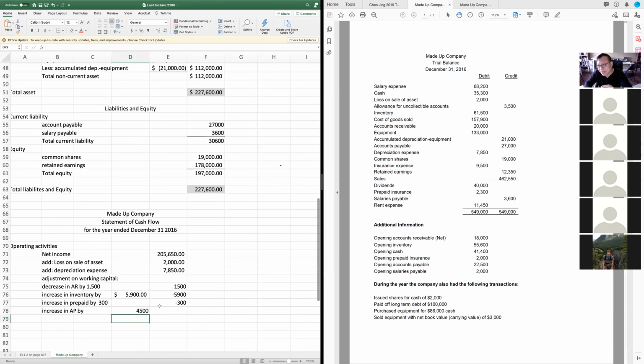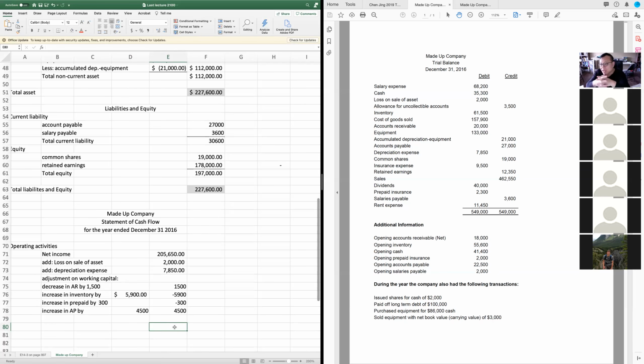You have liability. So if you buy something, you can either pay cash or you can make it an AP, accounts payable, right? If you have more accounts payable, that means you are saving the cash in your pocket instead of paying it out. So an increase in liability is going to save you cash. Does that make sense? Yes.